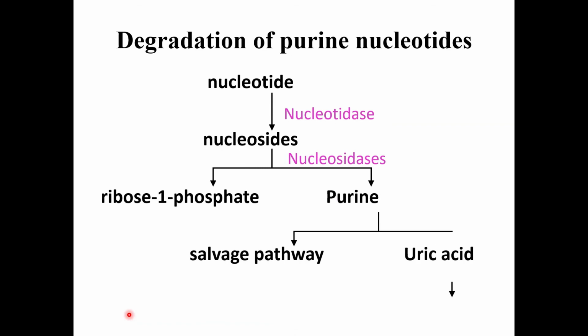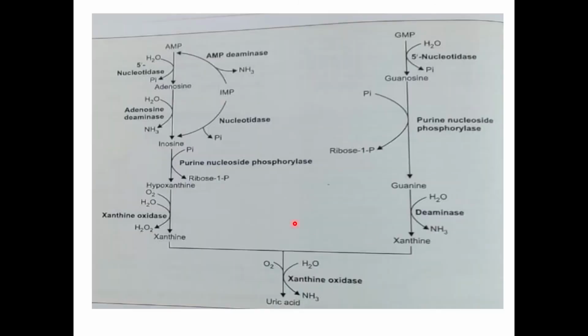Now coming to the degradation of purine nucleotides, you know that nucleotidase hydrolyzes the nucleotide to nucleoside as well as the base. Then nucleosides are hydrolyzed by nucleosidases to form ribose 5-phosphate as well as the purine base, and purines are finally degraded to uric acid. So this is the product of the purine catabolism. Now this is the degradation pathway of purine.